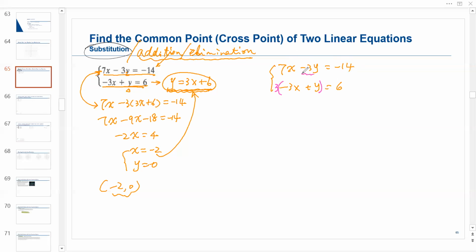Here is negative 3y. Here is positive 3y. If we times 3 on this one, both sides times 3, right? So this expression will become negative 9x plus 3y equal 18. So this expression and this expression are exactly the same, both sides times 3.